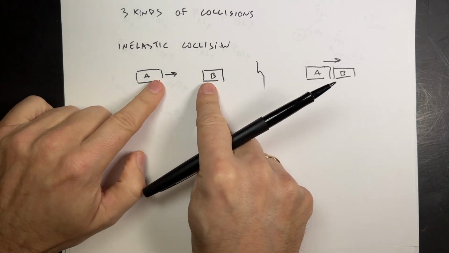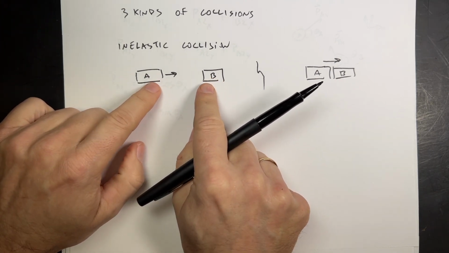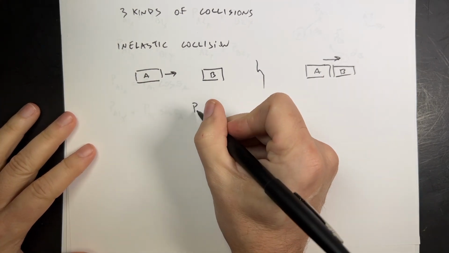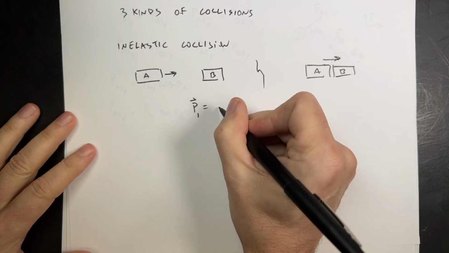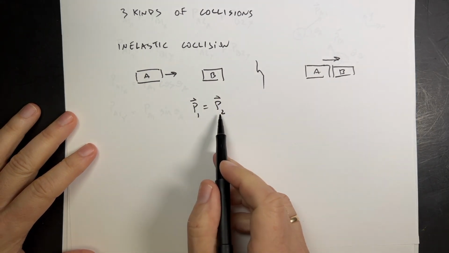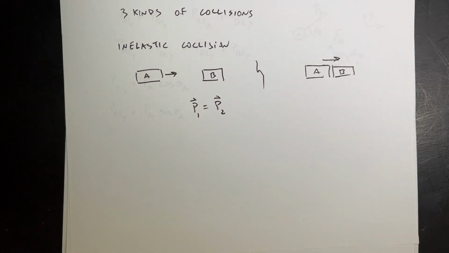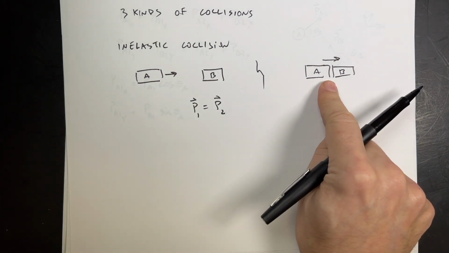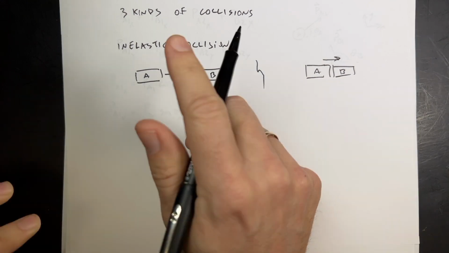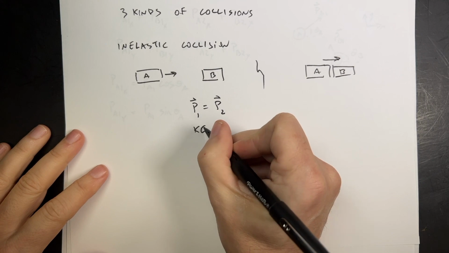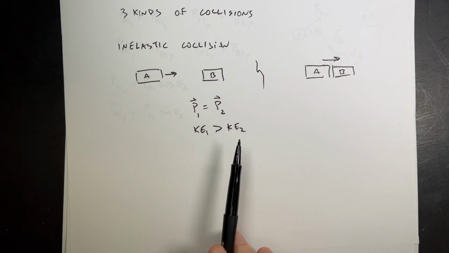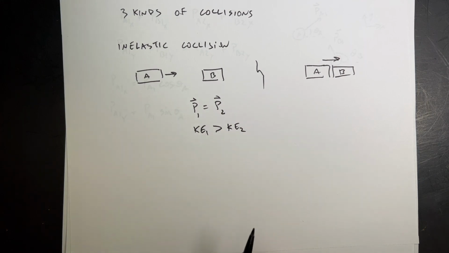Now, if I have no external forces, or no net external forces, momentum is still conserved. So I can still say P1 equals P2. This is the total initial momentum is the total final momentum. That's true. One of the things that we look at in terms of collisions is momentum and kinetic energy. It turns out that in an inelastic collision, the kinetic energy before, KE1, is greater than KE2. Usually. There are some cases where you can get that different. So kinetic energy is not conserved.